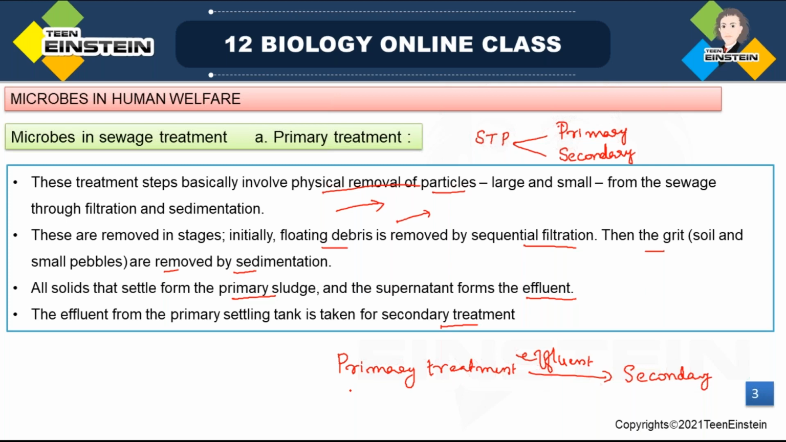First, through filtration, which is a physical removal of particles, large and small particles will get removed through filtration and sedimentation. If you're filtering, the large floating particles get removed first, then through sedimentation all the soil particles settle. These processes go on in the primary treatment. Then the remaining liquid is called the effluent, and after the primary treatment it will move towards the secondary treatment process.